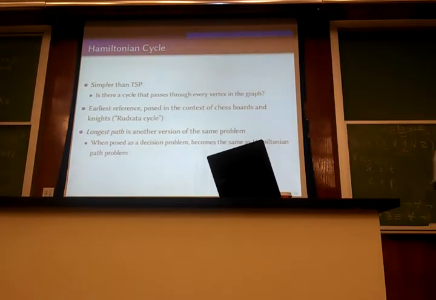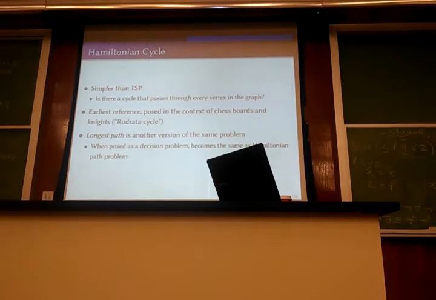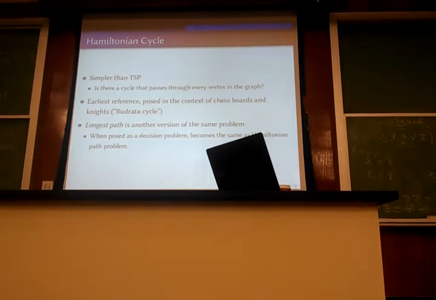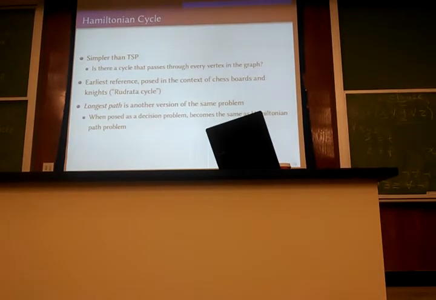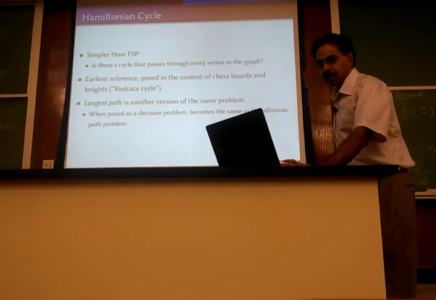Hamiltonian cycle is essentially the same, but it is at least intuitively somewhat simpler because there is no cost criterion, right? It just says, does there exist a circuit that visits every vertex exactly once?